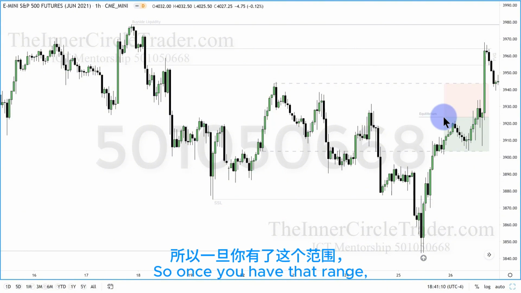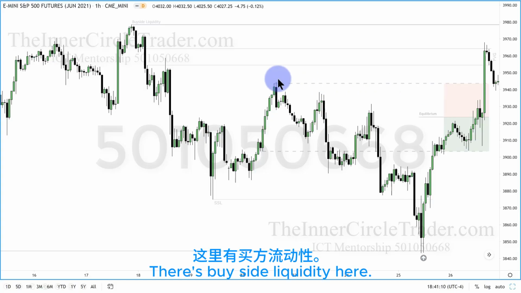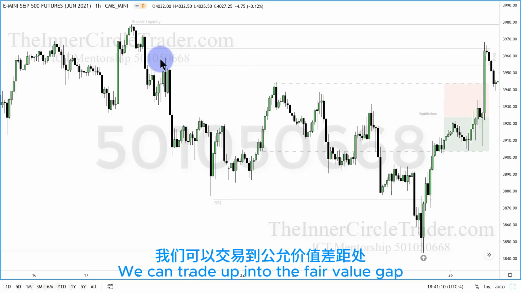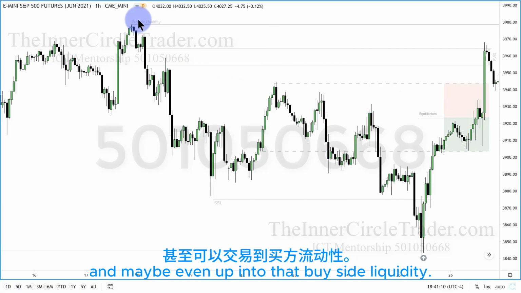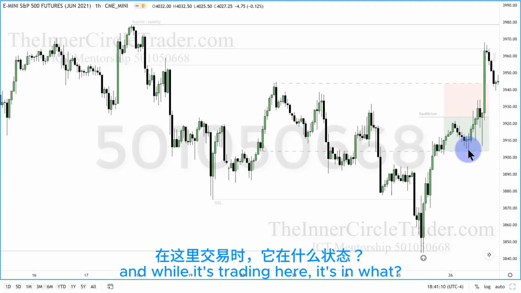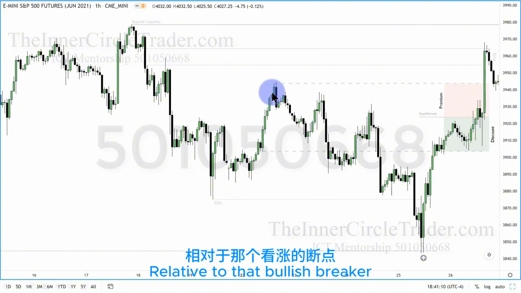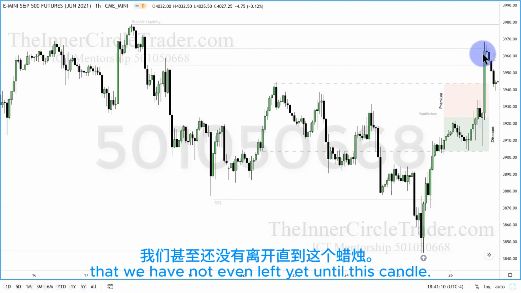So once you have that range, you're trading inside that range with what bias? Bullish bias. So there's buy side liquidity here. We can trade up into the fair value gap and maybe even up into that buy side liquidity. When the market trades down here, and while it's trading here, it's in what? It's in a discount market. It's not in a premium relative to that bullish breaker that we have not even left yet until this candle.